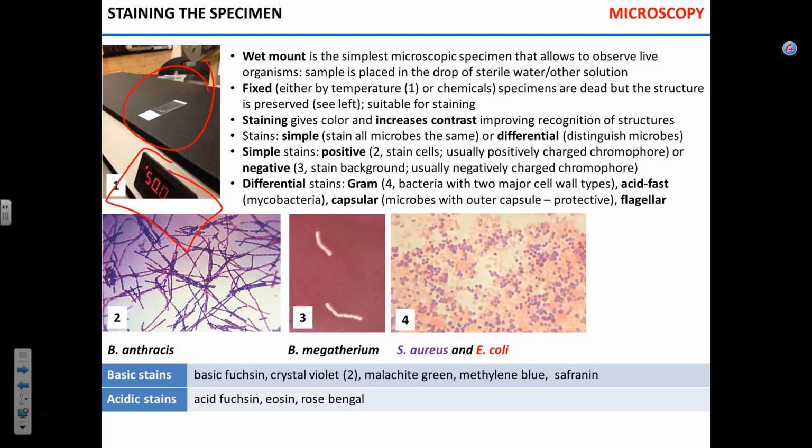So staining provides color, increasing contrast, so you can see structures better. Make sense? Staining can be simple and differential. Simple means that all microbial cells are going to be stained the same.